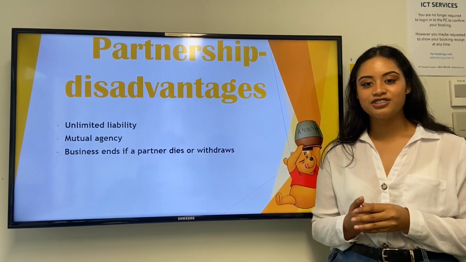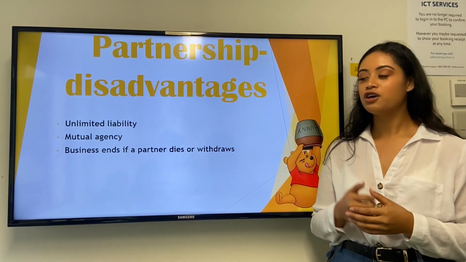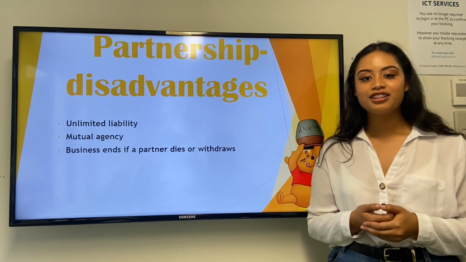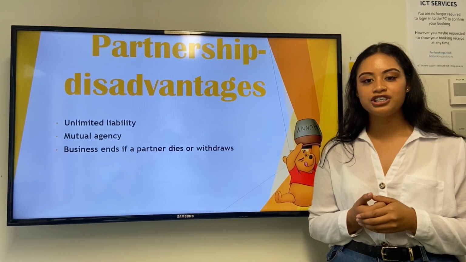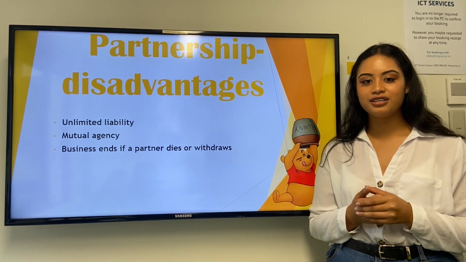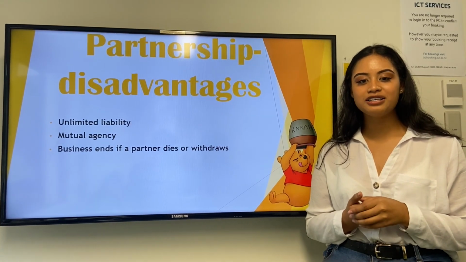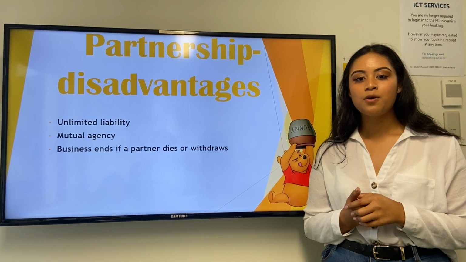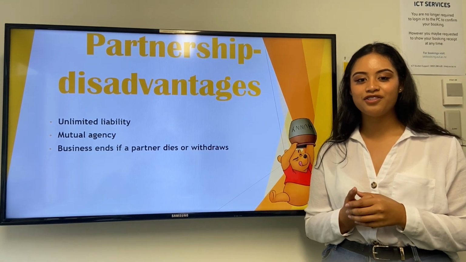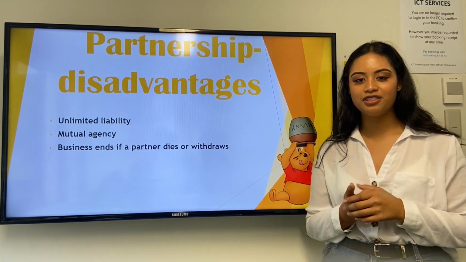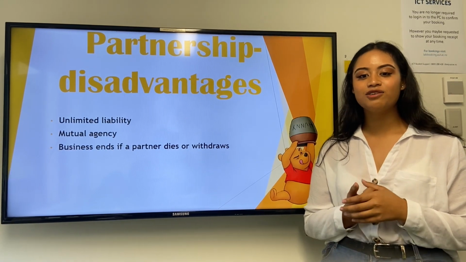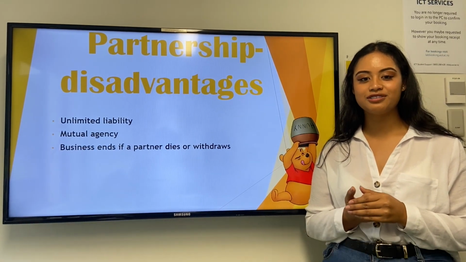Another disadvantage of partnership within the business is mutual agency. The partners may dispute over profit sharing or the process and decision making for the future development of the business. If a partner makes a risky decision on behalf of Winnie's Honey without the approval or recognition of the other members, this can ultimately result in major disagreements.